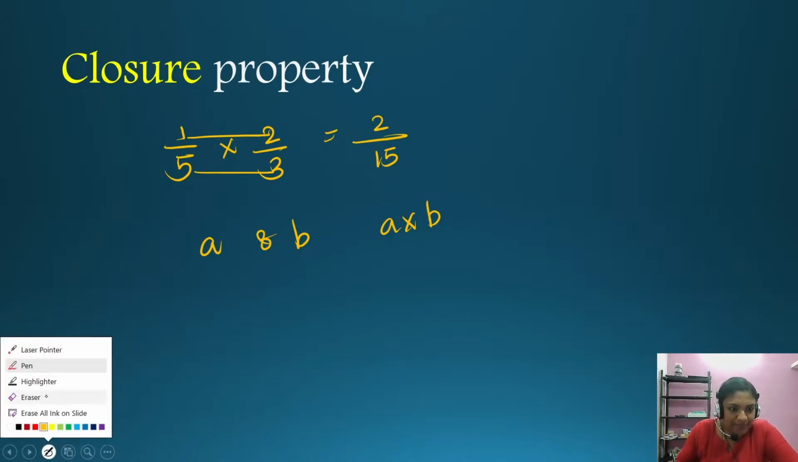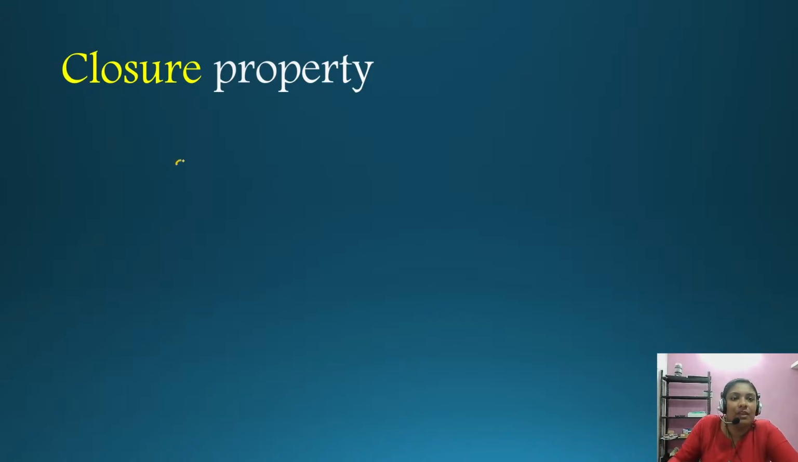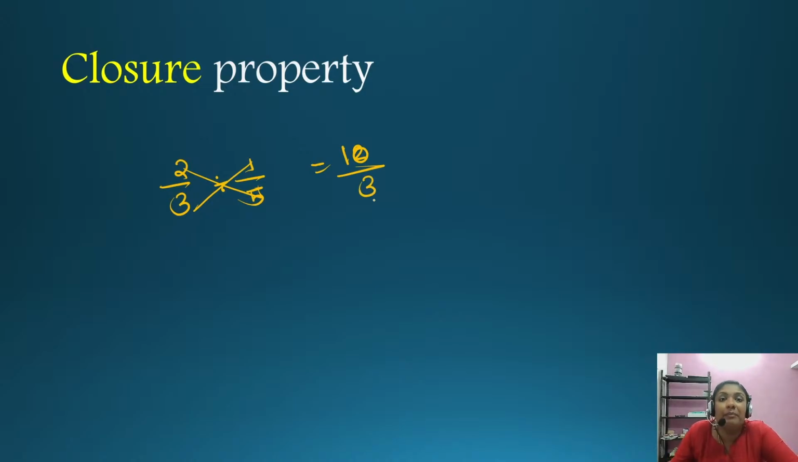Now let's see division. 2 by 3, 1 by 5. Okay. So when you divide 2 by 3 by 1 by 5, what will you get? We can use the trick, right? 2 fives are, yes, 10 by 1 times 3 is 3. 10 by 3 is a rational number. Okay. So can we say division of rational numbers satisfies closure property? Before getting into the conclusion, let's see one more example.